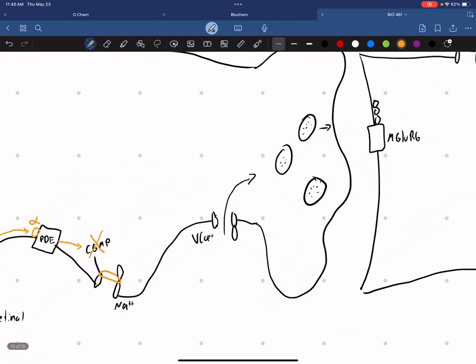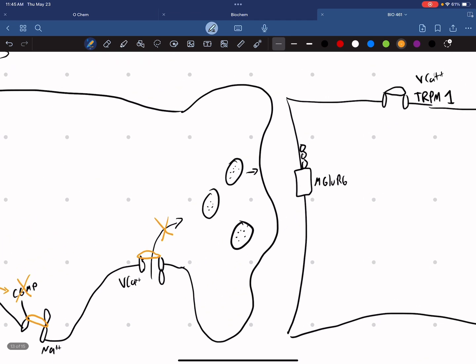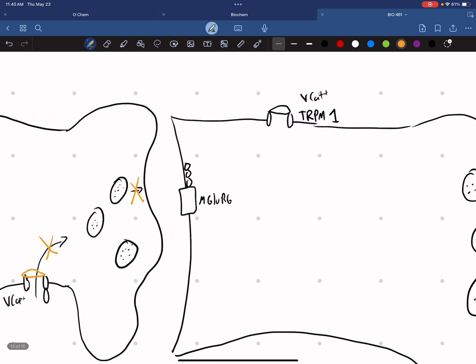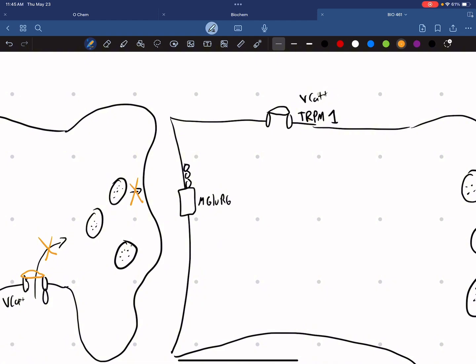And as well, by the same effect, we will have this voltage-gated calcium channel closed, and that will stop the positive ions from coming into the cell. So here, these vesicles that have this neurotransmitter will not be able to send it over to the bipolar cell. And so the receptor on the bipolar cell is mGluR6, which when it's dark, this neurotransmitter will bind to this mGluR6, which will close this voltage-gated calcium channel called TRPM1.